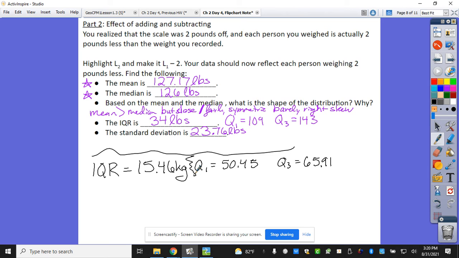And a standard deviation of 10.8. Just for the 2 decimals, just do 0 kilograms.